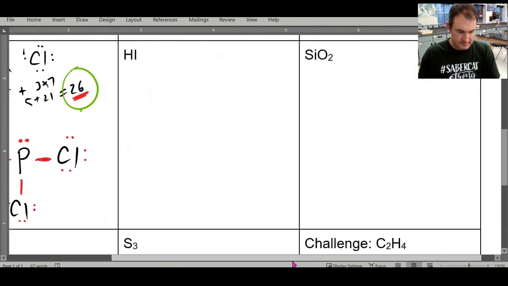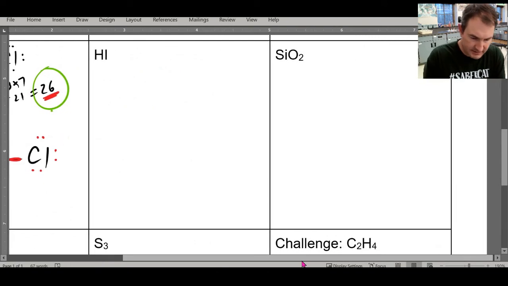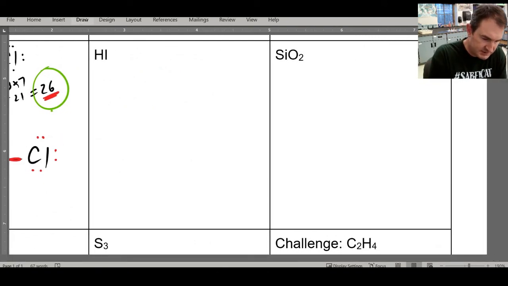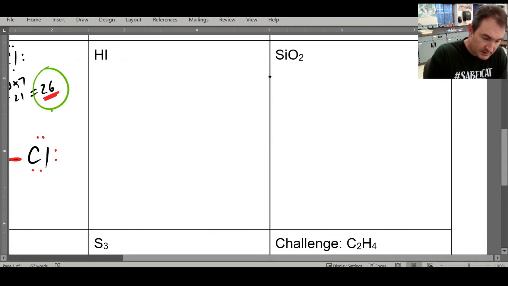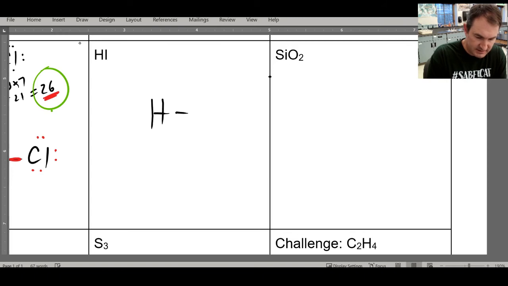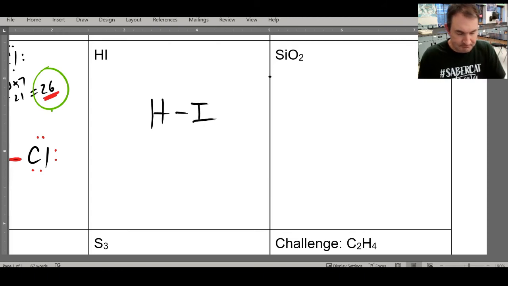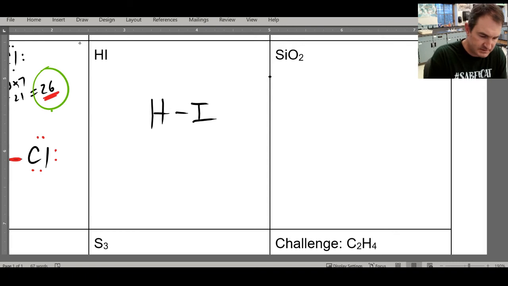Hydroiodic acid is our next one. HI. It's a friendly molecule. Again, we only have 2 elements bonded together, so we do not need to worry about a central atom. We can just put H and I together. Now, total number of valence electrons: H is 1, I is 7. We add them together, we get 8.